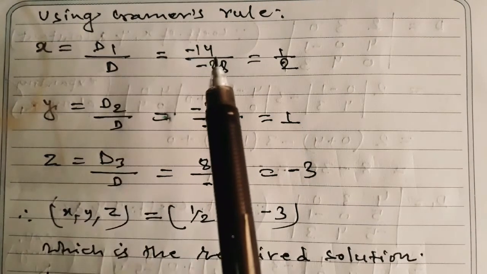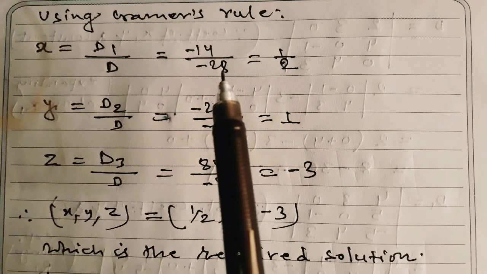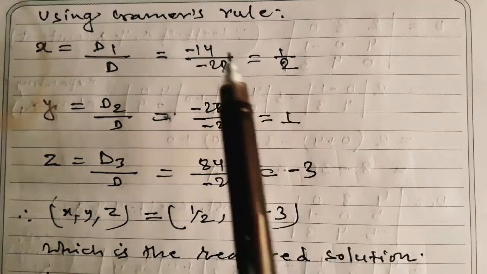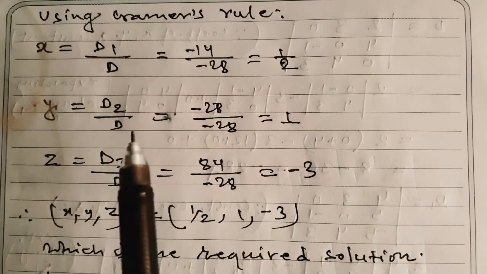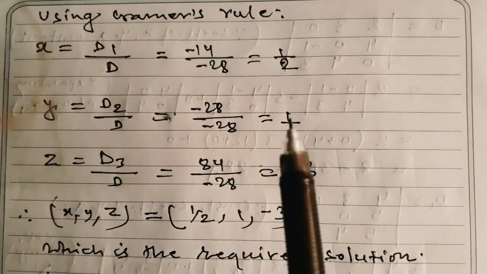The value of D1 we have got is minus 14, and the value of D we have got is minus 28. So 14 by 28 we get 1 by 2. 14 ones are 14, 14 twos are 28. The value of D2 we have got is minus 28, and the value of D is minus 28. 28 and 28 cancel, we get 1.